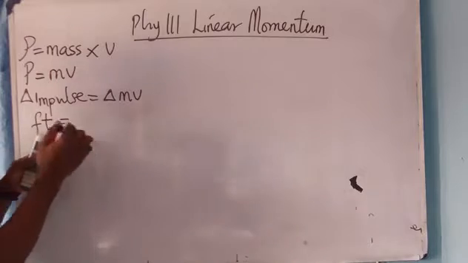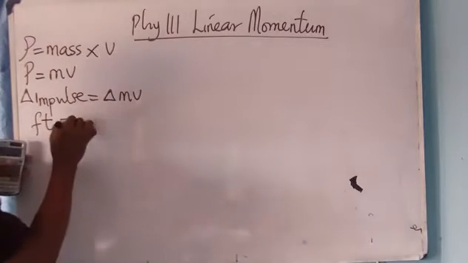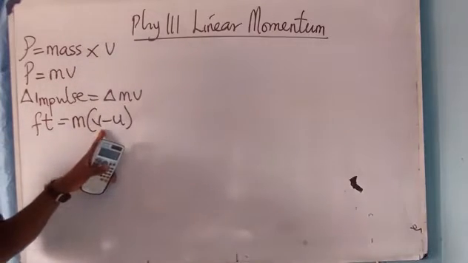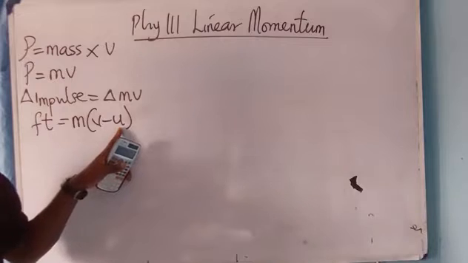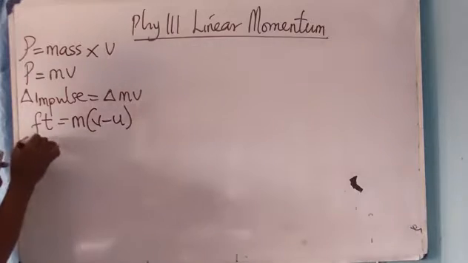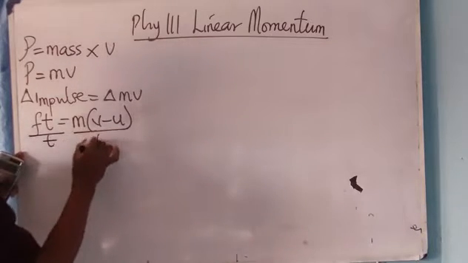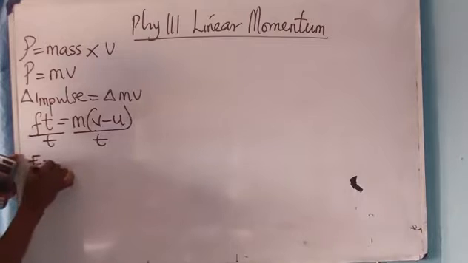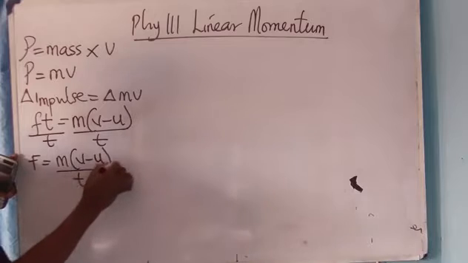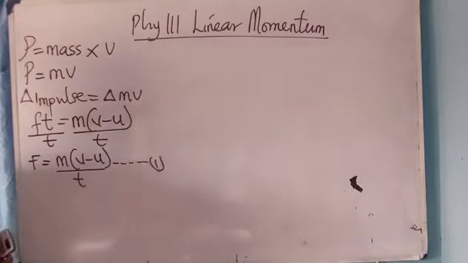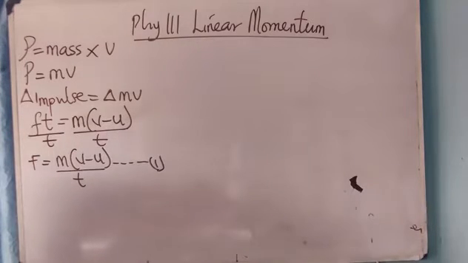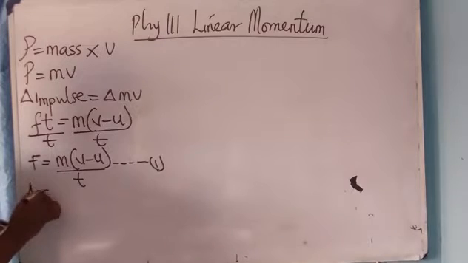Okay, we have initial velocity and final velocity. We have m(v minus u), where v is the final velocity and u is the initial velocity. I want to make F the subject of the formula, so I'll divide both sides by t. So I'll have that F is equal to m(v minus u) over t. This is case 1. Just take note of this. It is very important.